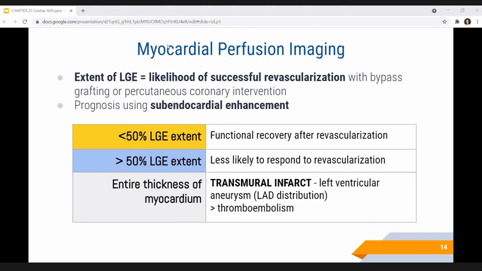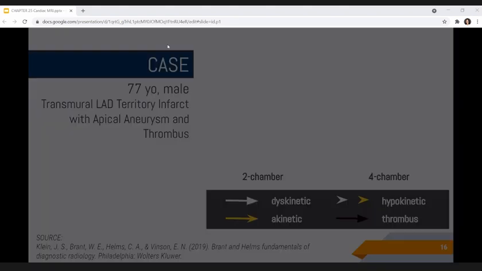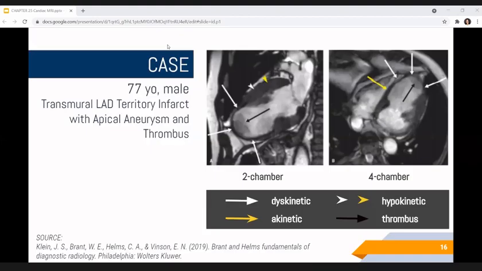For our first case, this is a 77-year-old male with transmural LAD territory infarct. Figure A is a 2-chamber, while B is a 4-chamber view. Both are seen in SSFP sequences demonstrating thinning of all the apical segments of the left ventricle, pointed by the white arrows, and these are dyskinetic. The anteroseptal segment at the mid-cavity level is also thinned and akinetic, pointed by the yellow arrow.